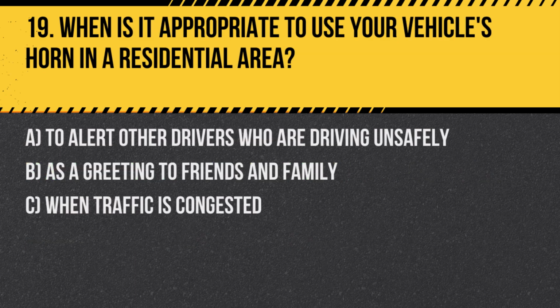Question 19. When is it appropriate to use your vehicle's horn in a residential area? A. To alert other drivers who are driving unsafely. B. As a greeting to friends and family. C. When traffic is congested. Answer: A. To alert other drivers who are driving unsafely. The horn should be used sparingly and only to ensure safe driving conditions.